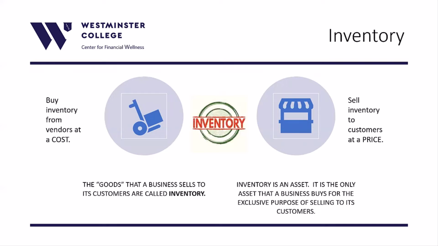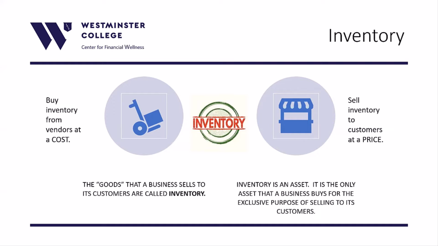Inventory. This is a unique asset that product-based companies will have on its balance sheet. These are the goods that Walmart or Best Buy would sell. Inventory is the one asset that a company will purchase with the sole purpose of reselling it. Additionally, product-based businesses will be involved in two types of transactions related to inventory: when the business buys it from the vendor and when the business sells it to the customer.